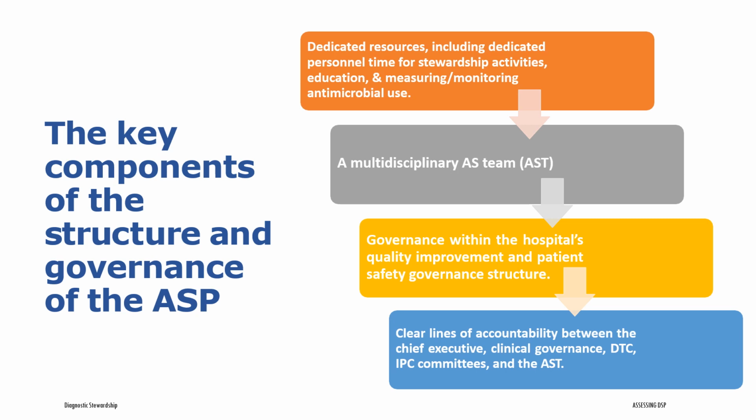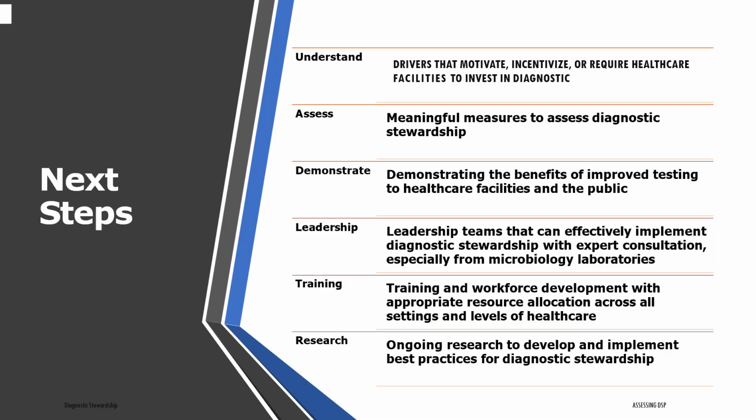The key components of the stewardship program include dedicated resources that should be allocated, a multidisciplinary team that should be in place, and governance within the hospital's quality improvement that should ensure the quality and safety of patient care. There should be clear lines of accountability between the different stakeholders. The next steps include understand, assess, demonstrate. There should be a leadership role, then training and research.